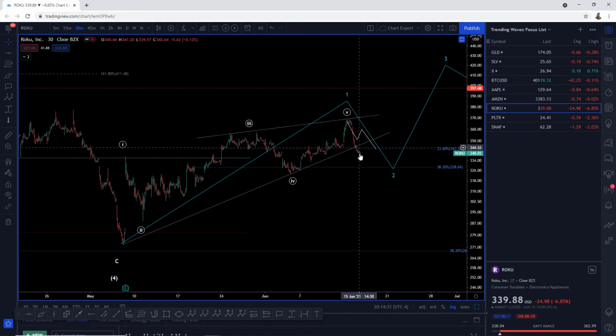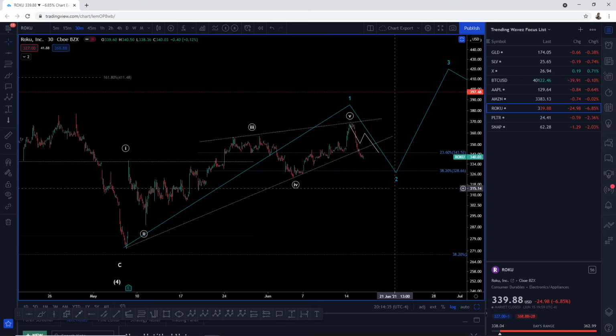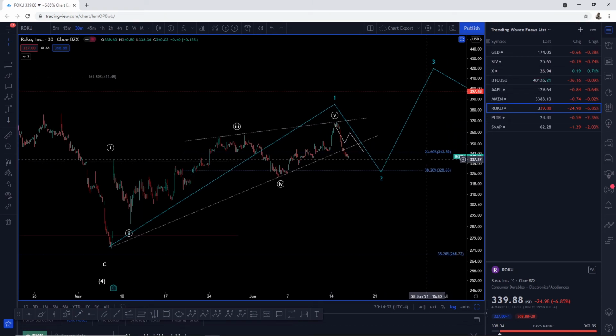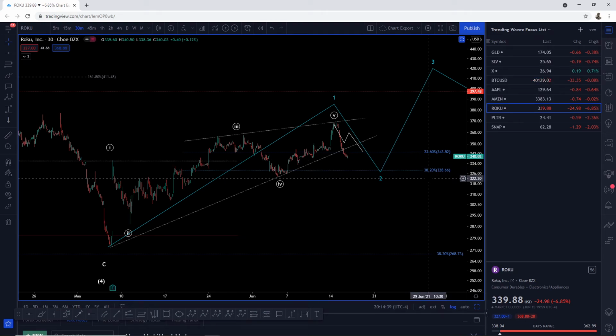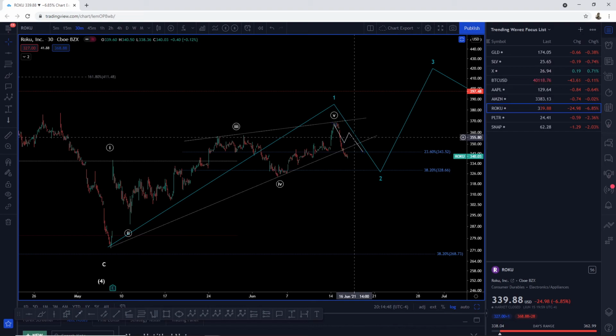So we got to see a 3-wave pullback in the minor degree wave 2, anywhere between the 23.6% and 38.2. So keep an eye out for 334.52 and 328.66. Okay, so let me delete this. So Roku is looking good to keep on watch.